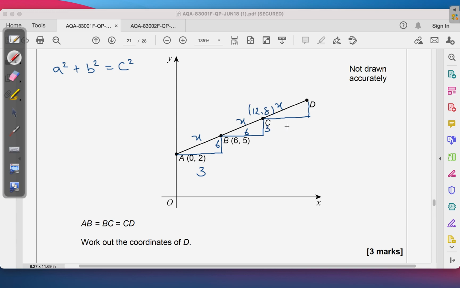And then same again. So we know this is 6, and this is 3. So we add on 6 to 12, which gives us 18, and 3 to 8, which gives us 11. So therefore, the coordinates of D are 18, 11.